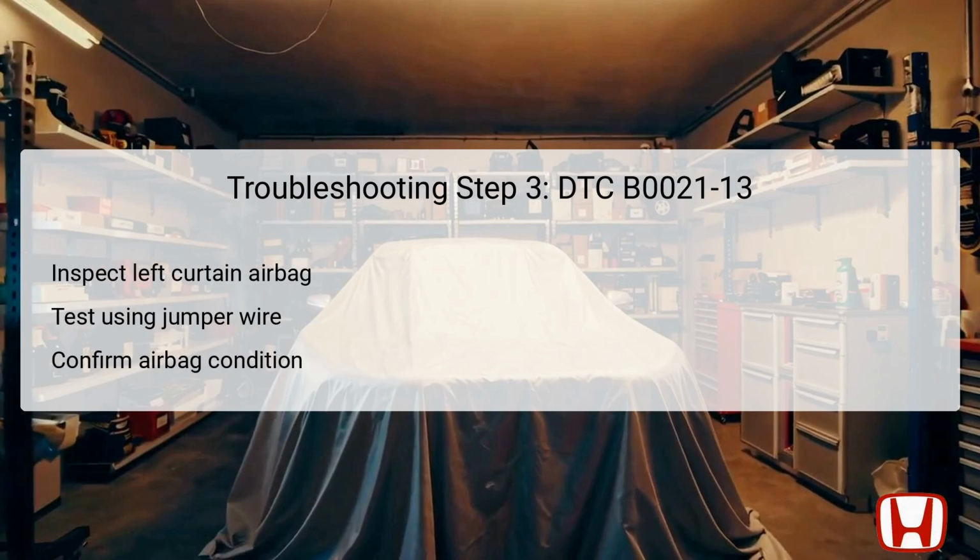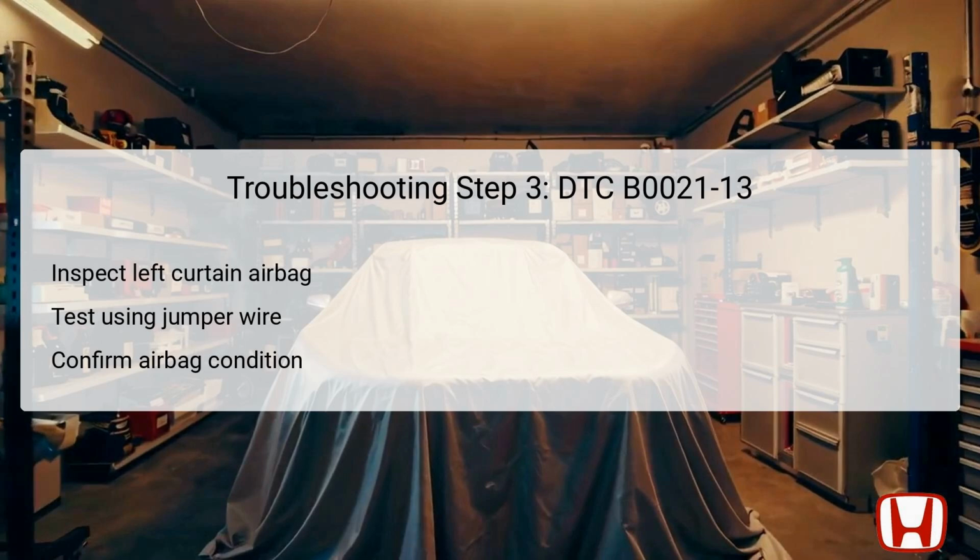In the third troubleshooting step, the focus turns to inspecting the left side curtain airbag. To conduct this test, a jumper wire is connected between the corresponding terminals of the left side curtain airbag inflator connector. Following the connection, a confirmation procedure is again performed to see if DTC B0021-13 is still indicated. If the DTC is not present during this test, it indicates that the left side curtain airbag operates correctly and that the issue lies elsewhere in the circuit.